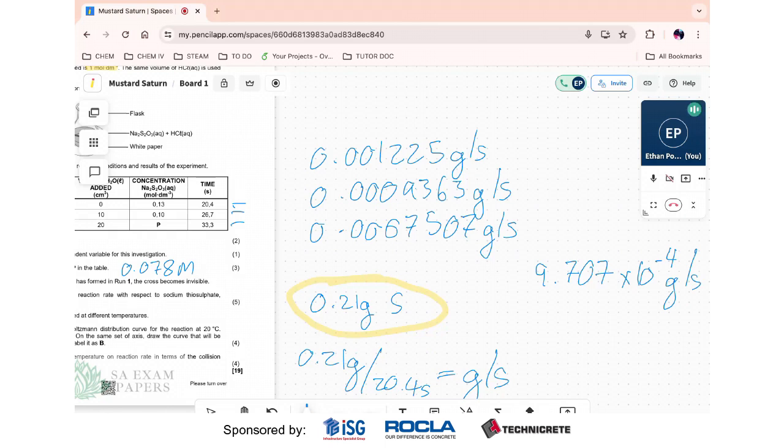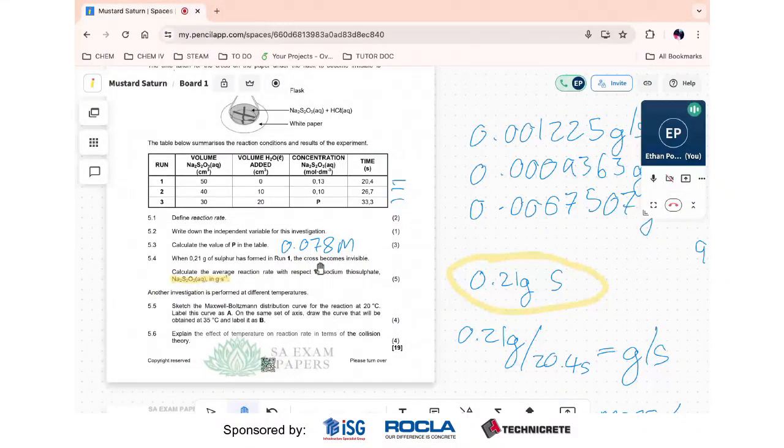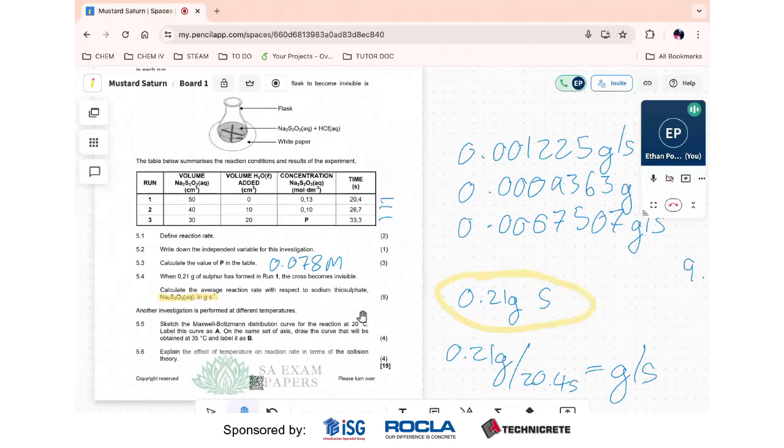So there are again a couple of different ways you could go about this, but this is the simplest way I feel. Let's just double check, calculate the average reaction rate with respect to sodium sulfate. What we've done is we've calculated some overall reaction rate, but you really only need to do this just for run 1, just using the time of 20.4. So the final answer would have been this first one alone.